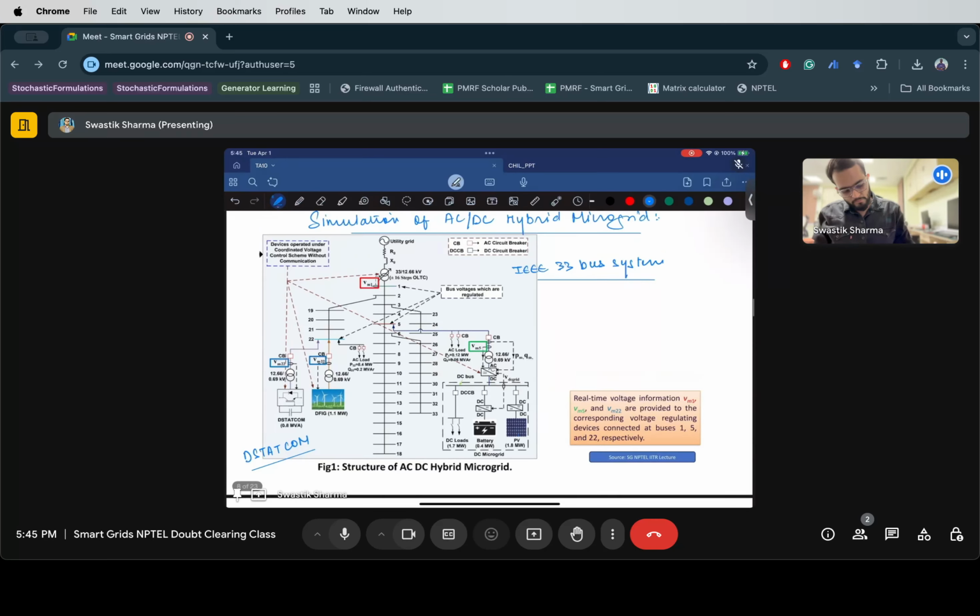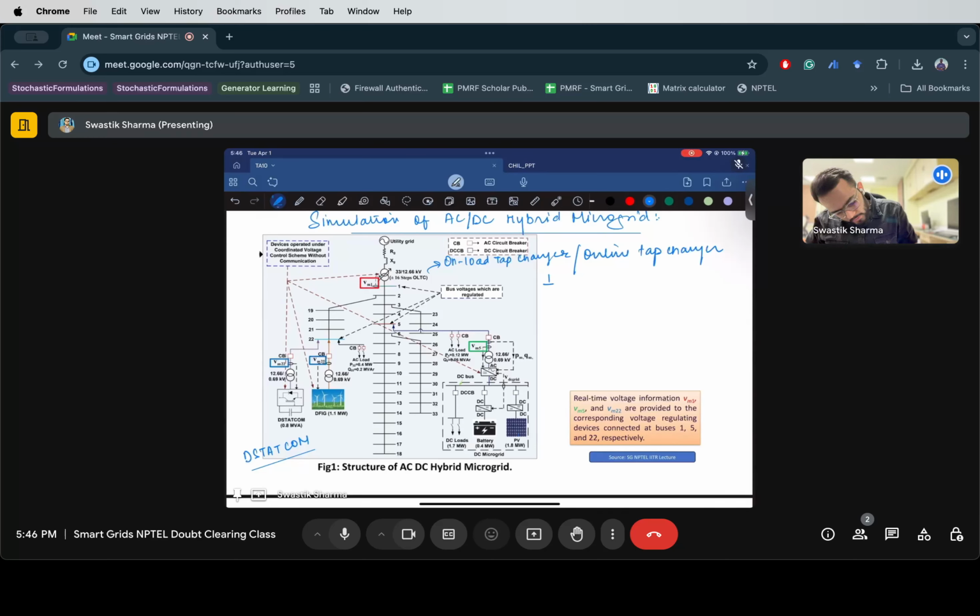We also have one more thing over here, and it's called an OLTC. OLTC stands for on-load tap changer, or online tap changer, anything is fine. What it does is, it has a number of steps. Right now it's 16 steps.